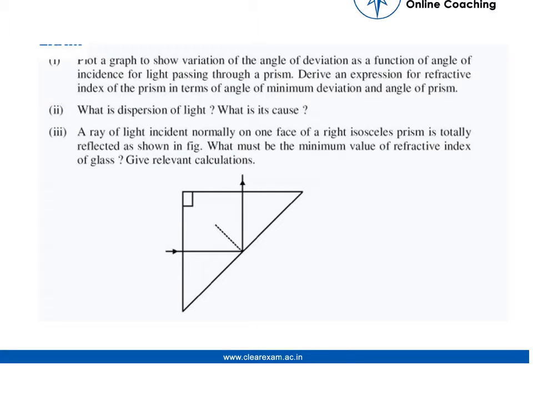Plot a graph to show variation of angle of deviation as a function of angle of incidence for light passing through a prism. Derive an expression for refractive index of the prism in terms of angle of deviation, minimum deviation and angle of prism. What is dispersion of light? What is its cause? A ray of light incident normally on one face of a right isosceles prism is totally reflected. Find minimum value of refractive index of glass.